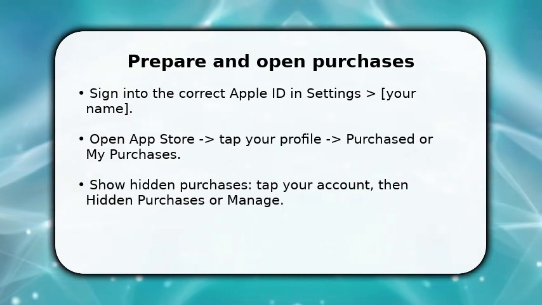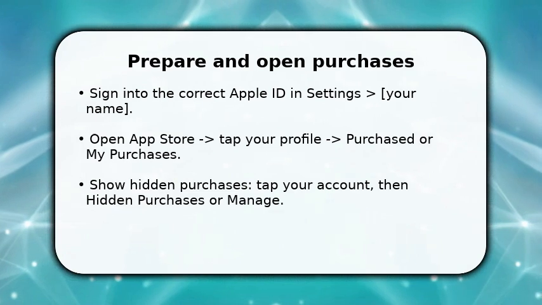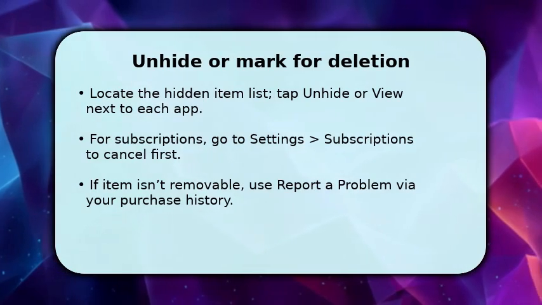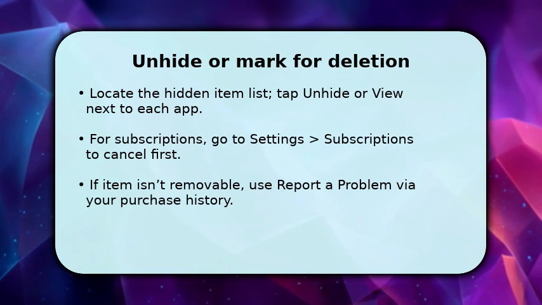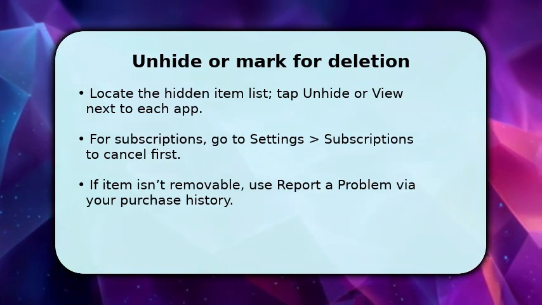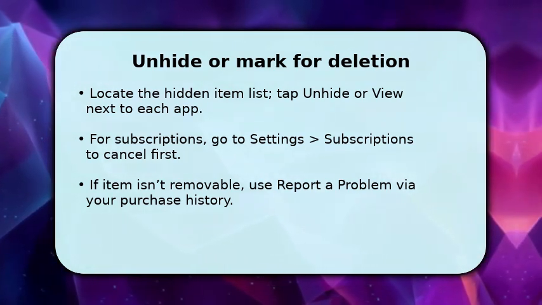Now you'll handle each hidden item individually. Tap Unhide next to apps you want removed from hidden status so they reappear in your library, then press the three dots or swipe to reveal delete options.